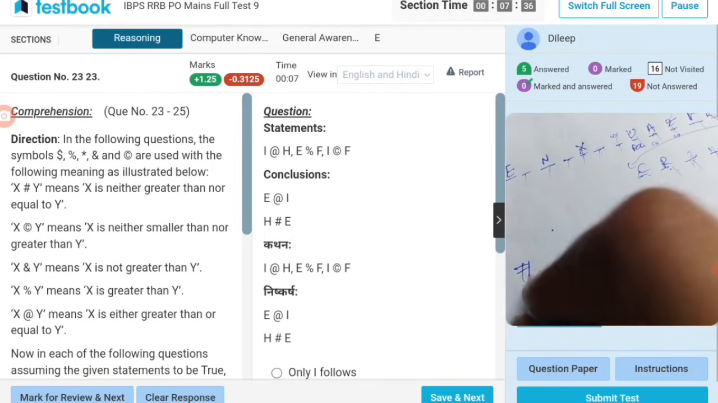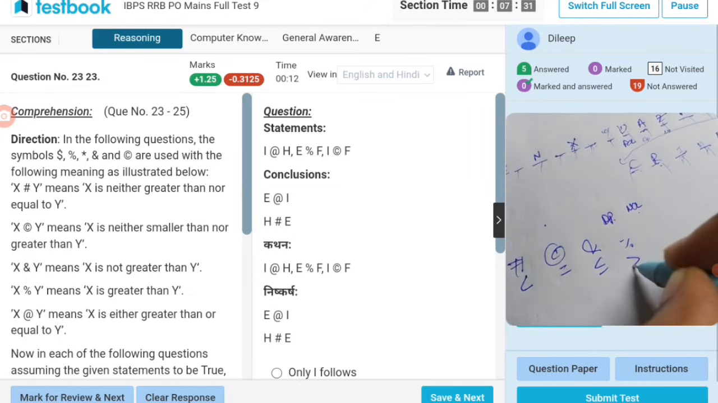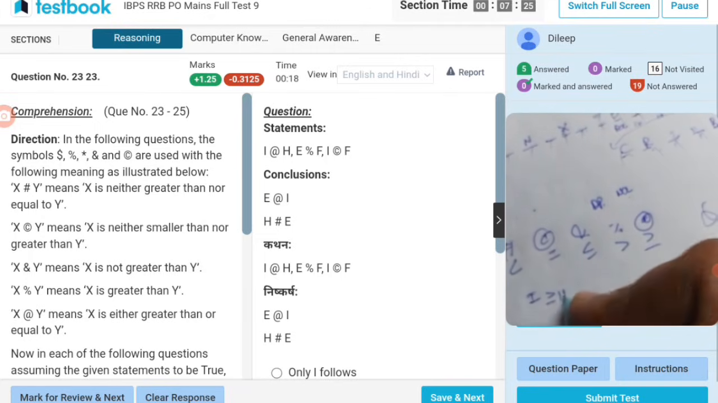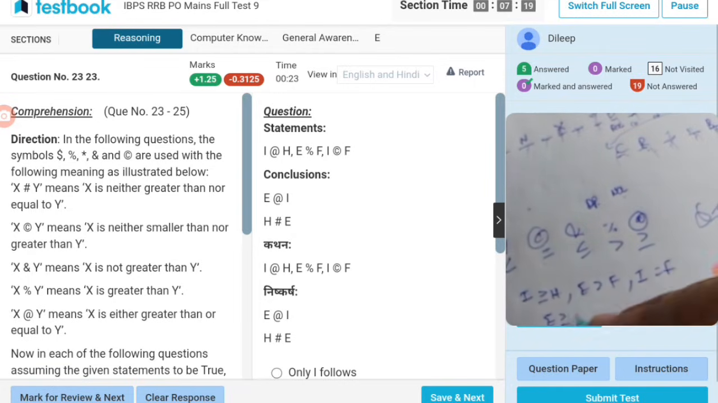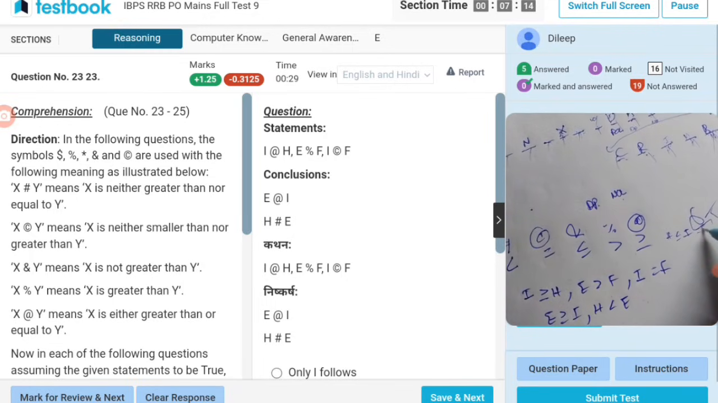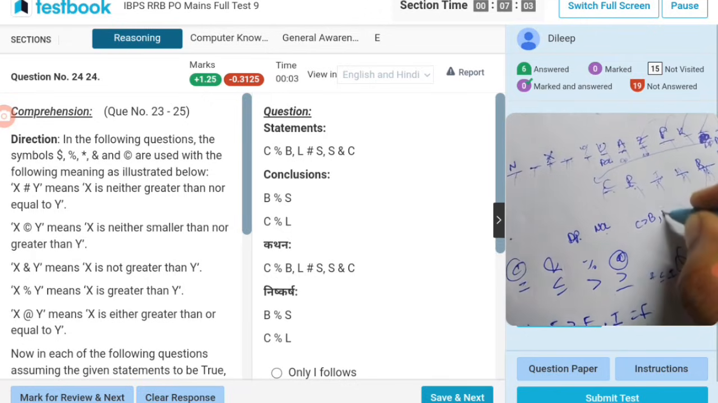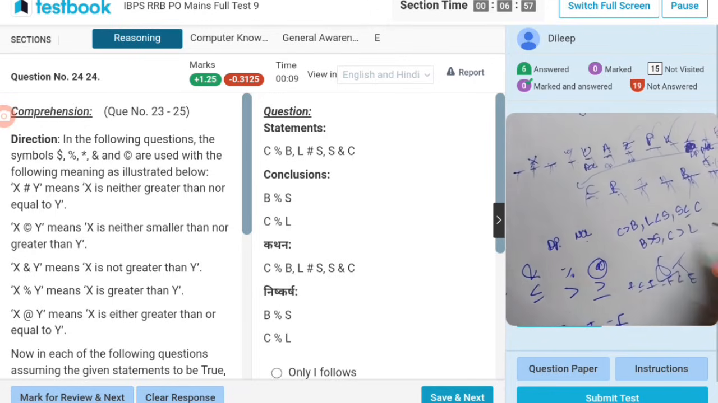So neither greater nor less than, equal. So I greater than or equal to H, E greater than or equal to F, E greater than or equal to I, H less than E. Only 2 follows. C greater than B, L less than S. So B greater than S, C greater than L.